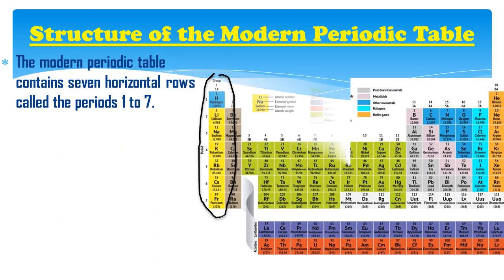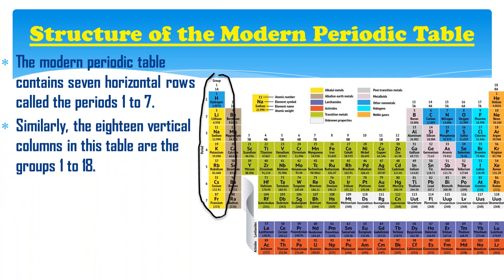Numbered from 1 to 7. So this is the structure of the modern periodic table, and similarly the 18 vertical columns in this table are the groups 1 to 18. You can observe here, I have mentioned with a black mark, the 1 to 18 vertical columns are known as the groups, and the 7 horizontal rows are known as the periods. So these are the periods, and the vertical columns are indicated by the groups.